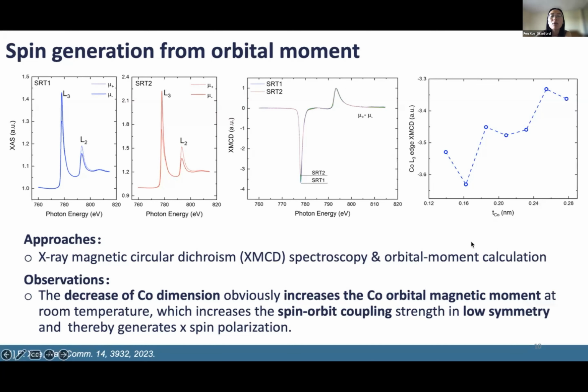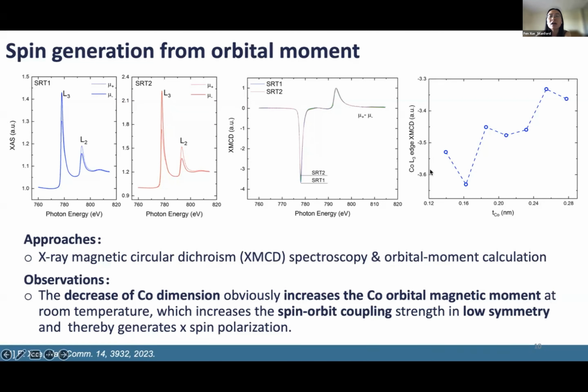We also vary the cobalt thickness in the Pd/cobalt multilayer. And we see that with the decrease of the cobalt thickness or the cobalt dimension, we obviously see the increase of the cobalt orbital magnetic moment at room temperature, which increases the spin-orbit coupling strength in low symmetry and thereby generates X spin polarization.